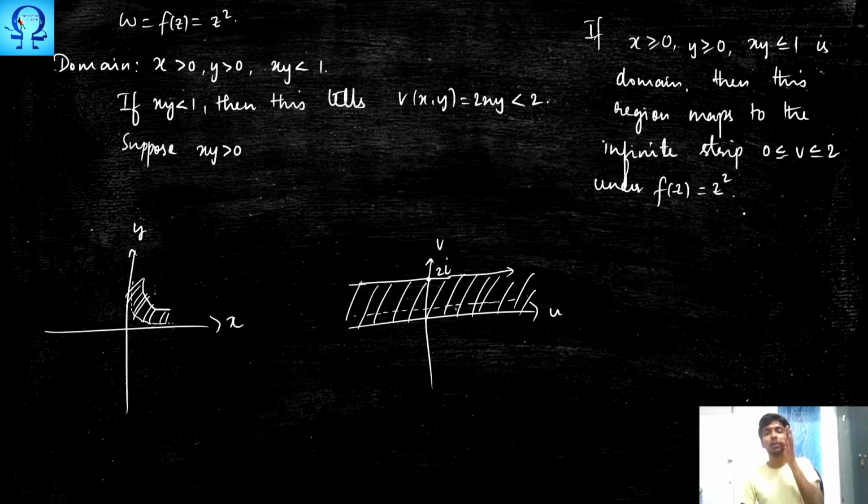This is the image of only the imaginary part. Here we are talking about only the imaginary part. We have not spoken about the real part. Under this mapping, this region in the xy plane is mapped to this infinite strip. This is what we have done.